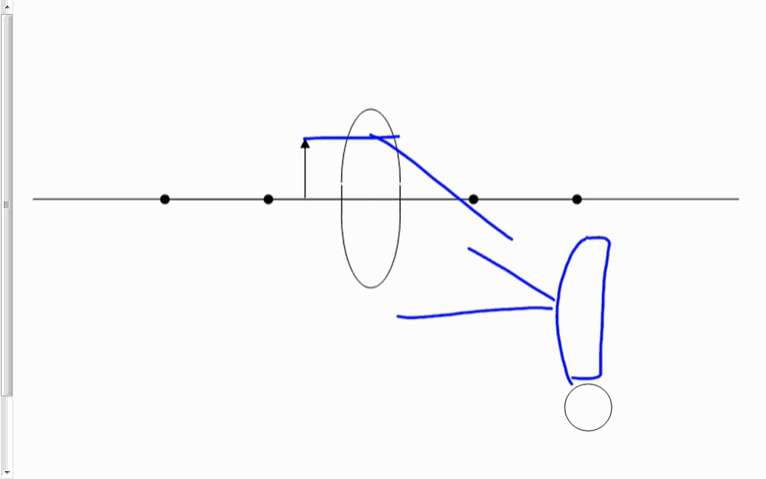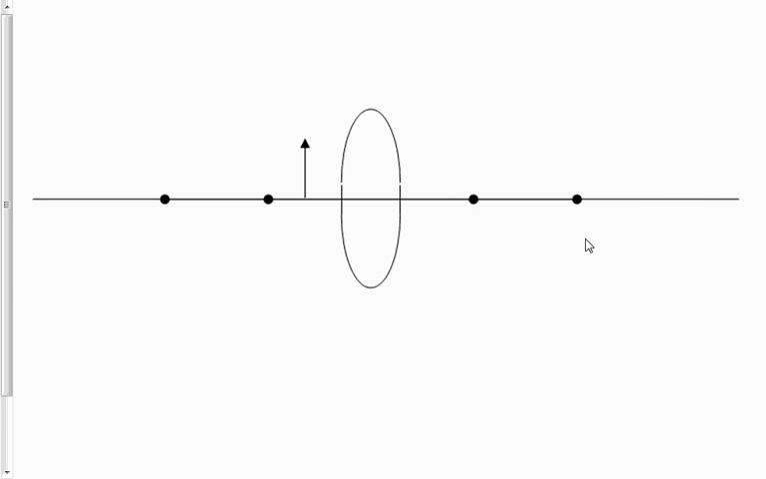All right, whenever we're drawing those ray diagrams for the convex lenses or the converging lenses, there are always two rays that we draw. First ray goes where? Top of the object where?